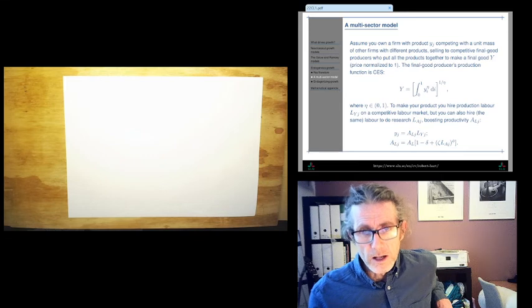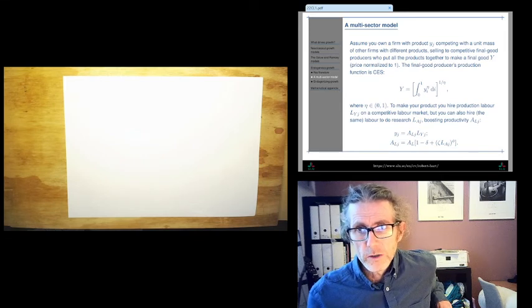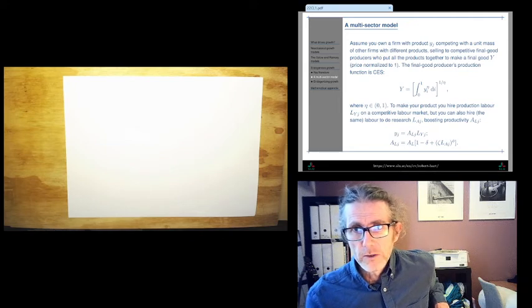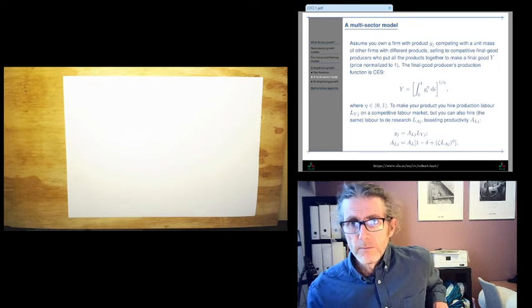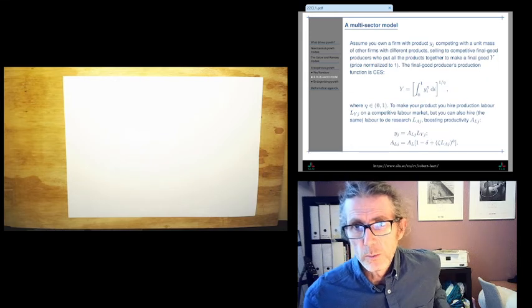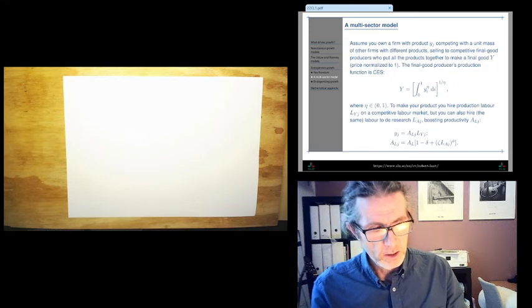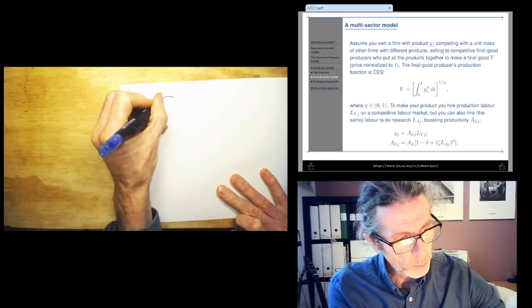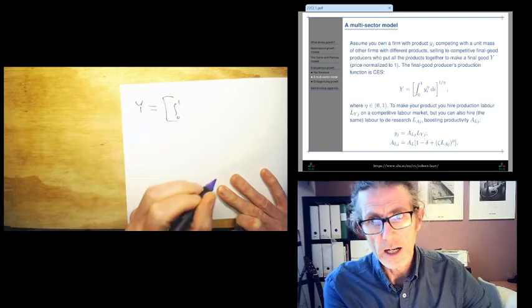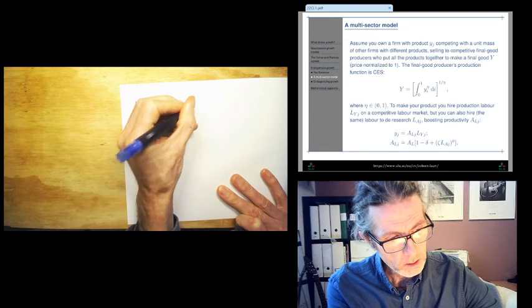Assume you own a firm with a product Y_j competing with lots of other firms with different products, selling to competitive final good producers who put all the products together to make a final good Y. The final good producer's production function is CES. So there's someone putting everything together who has a continuum of inputs.